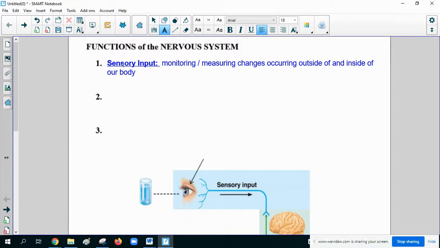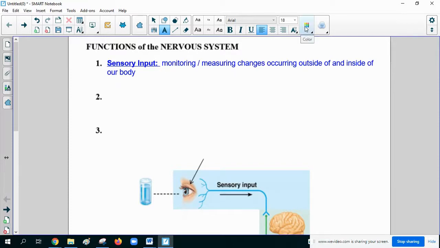Okay, so I put a definition for sensory input: we are monitoring or measuring changes. That could be something changes and we can see it or hear it or feel it, occurring outside of, those are our five senses, and inside of our body. You are probably completely unaware of most of those inside changes. However, one example that you're very aware of is when you have to go to the bathroom. There is a sensation that happens inside your body. Stretch receptors are telling you, hey, it's time to go. That's sensory input. Now, what happens with that information that's coming in from those organs that are measuring or monitoring?